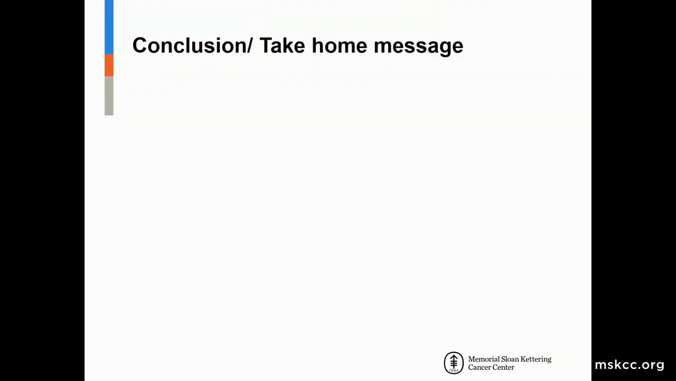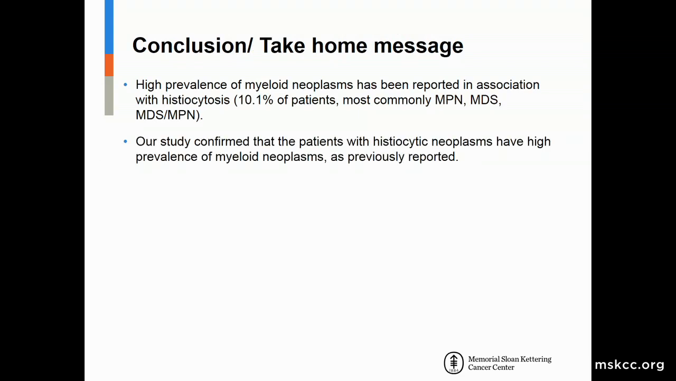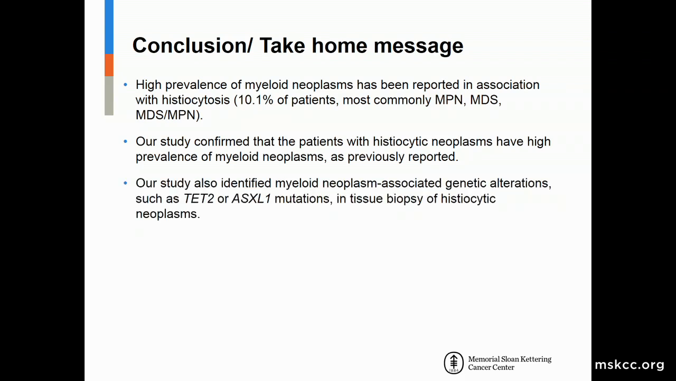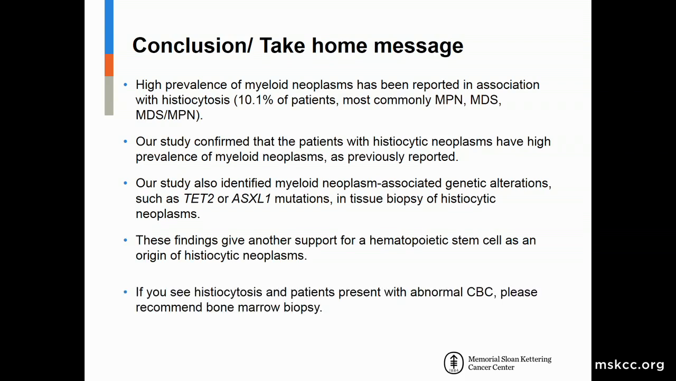So our conclusion and take-home message is that a high prevalence of myeloid neoplasm has been reported in histiocytosis. And our study also confirmed that quite a few cases of histiocytosis have concomitant myeloid neoplasm. We also identified that tissue biopsies of histiocytic neoplasm have myeloid neoplasm-related mutations. These findings give another support for hematopoietic stem cell as the origin of histiocytosis. So if you see histiocytosis, whether or not the patient presents with an abnormal CBC, please do not forget to evaluate the bone marrow. Maybe the patient has a concomitant myeloid neoplasm in the bone marrow.